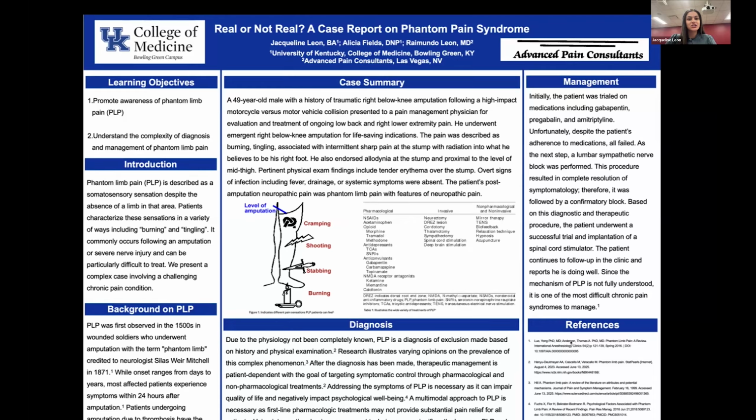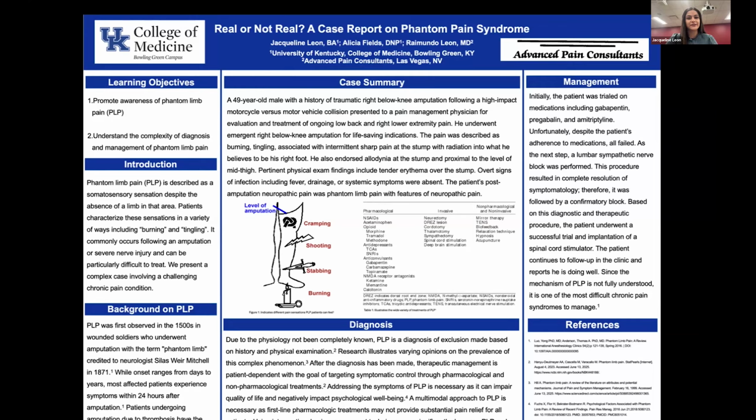So PLP was actually first observed in the 1500s with wounded soldiers that had undergone amputation, and they're the ones that actually coined the term phantom limb. Now, this can be caused by different traumatic events that lead to an amputation, as well as infectious causes and other surgically induced causes. These symptoms can begin 24 hours after amputation, but can also happen days to years later.